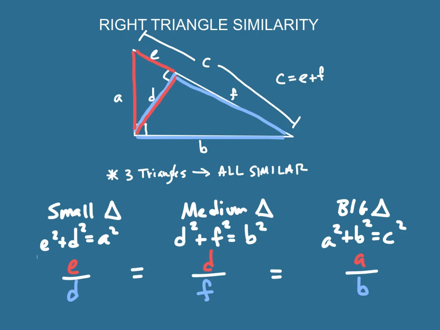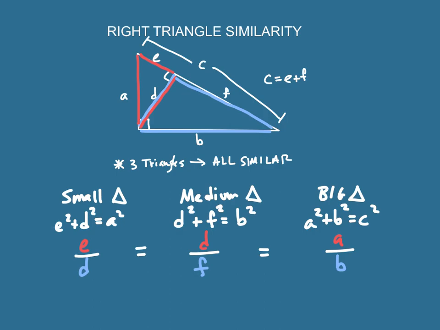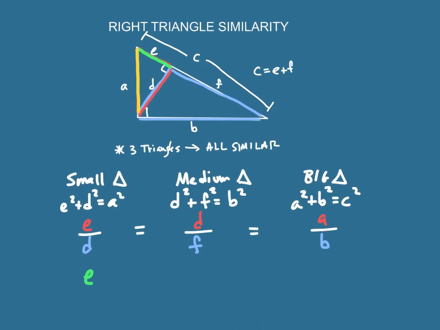So let's look at another one. Now let's take a look at our short leg, in this case E, being divided by our hypotenuse A. So I'm going to write out our short leg E being divided by our hypotenuse A. Now let's relate that to each of the other triangles.